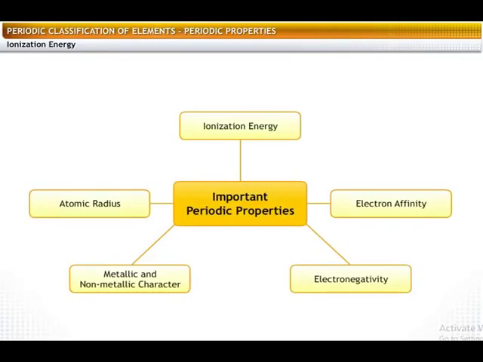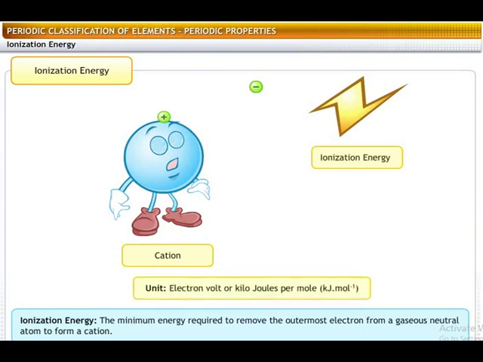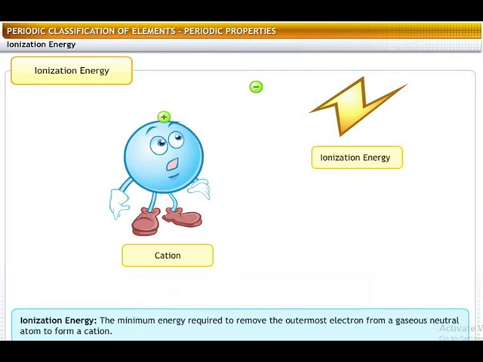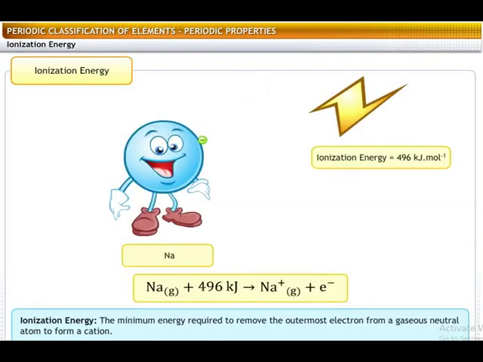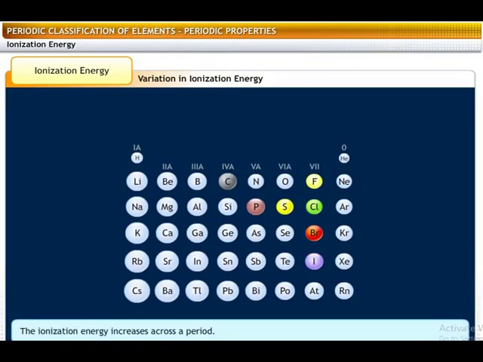The second periodic property is ionization energy. Ionization energy is the minimum energy required for removing the outermost electron from a gaseous neutral atom to form a cation. The unit for ionization energy is electron volts, or kilojoules per mole. An example of ionization energy can be observed in reactions involving sodium, where 496 kilojoules of ionization energy is needed for the formation of a cation. Let's now review the variation in ionization energy.